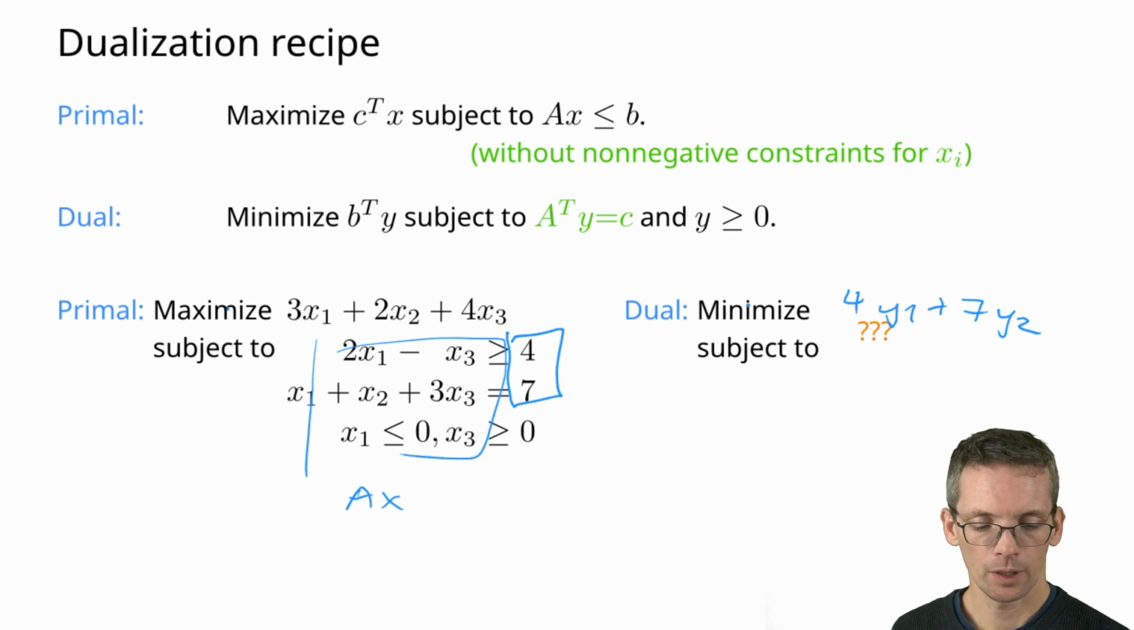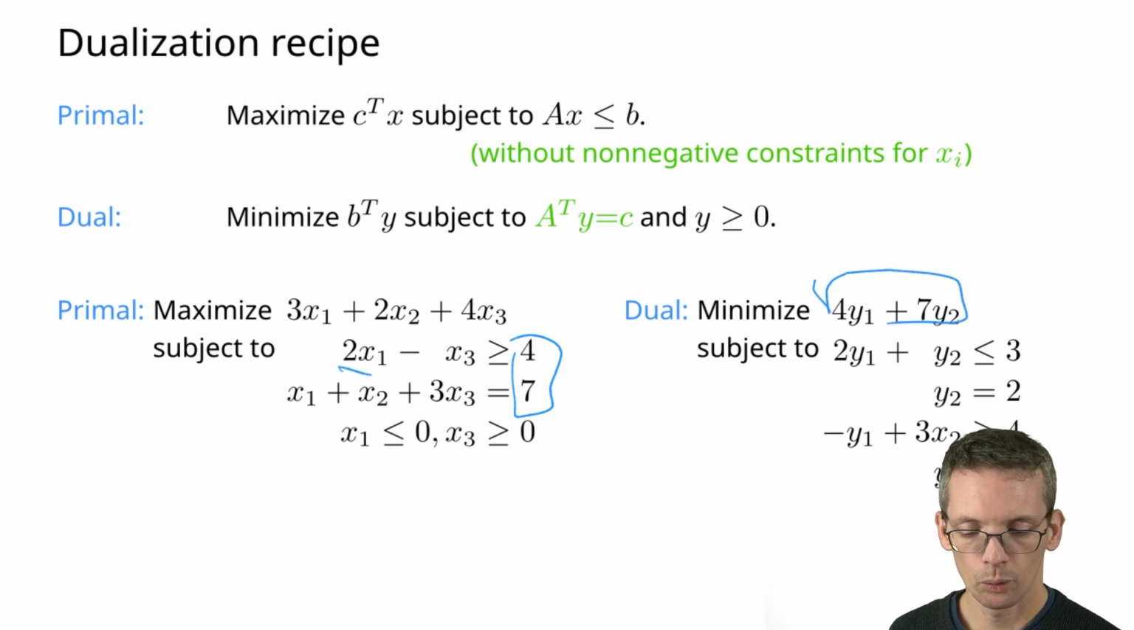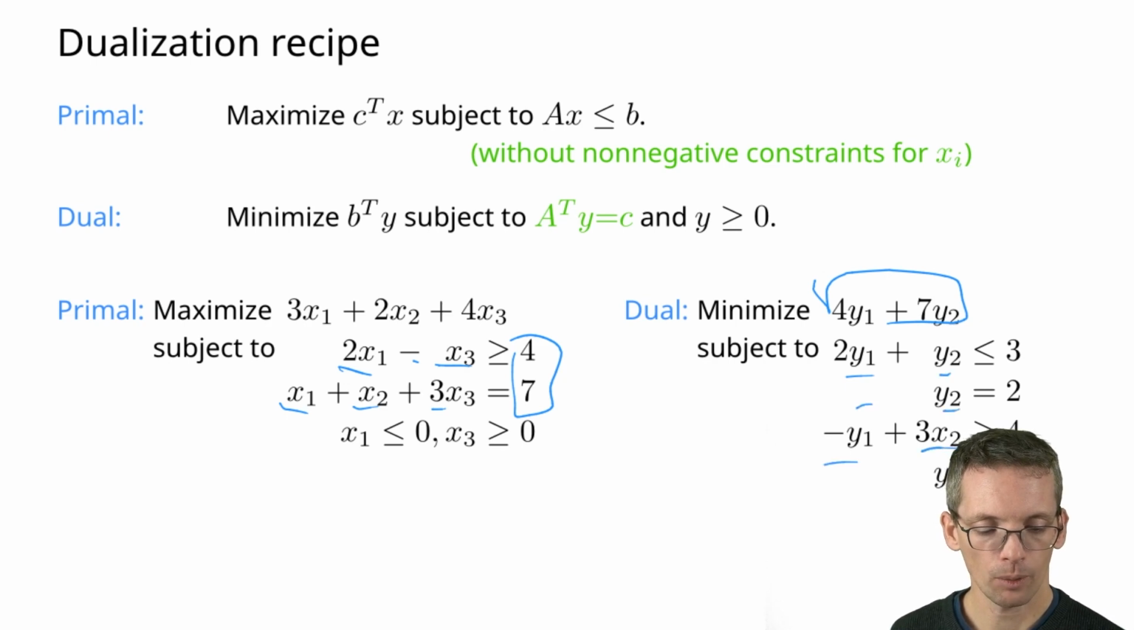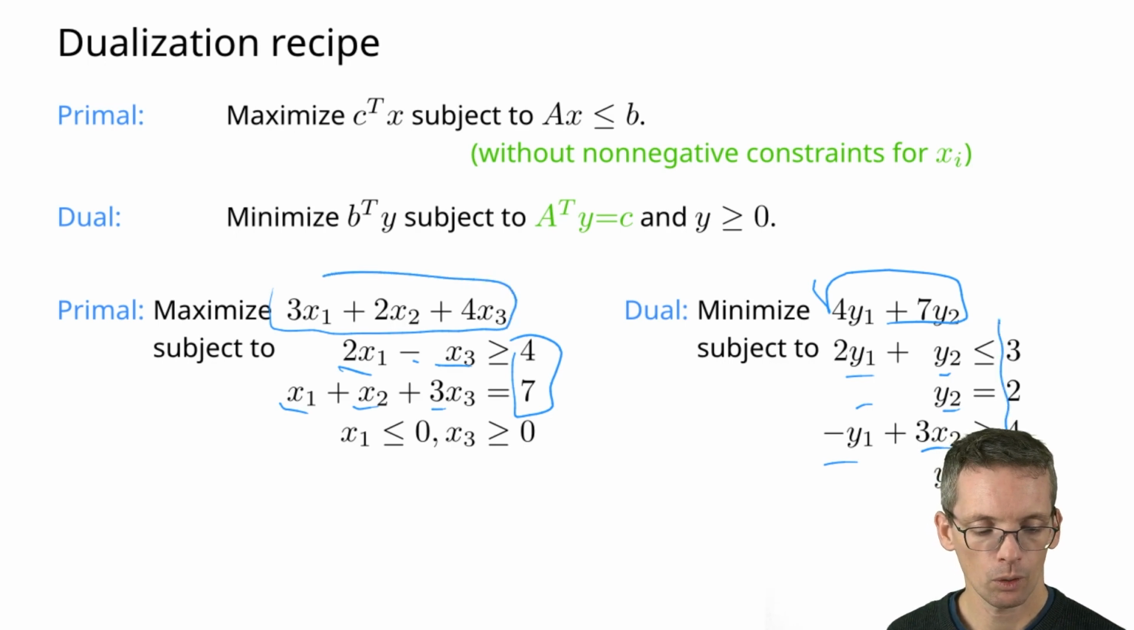So these values will flip. Let me show that here. So I have the 4, 7 up here, the 2, 1, 0, 1, minus 1, 3. You'll find here 2, 1, 0, 1, minus 1, 3. And then the c that you see here will show up here.